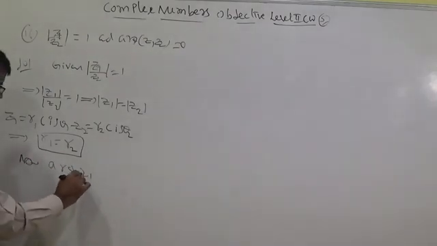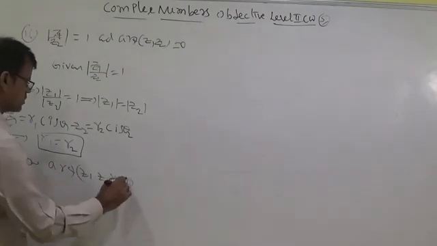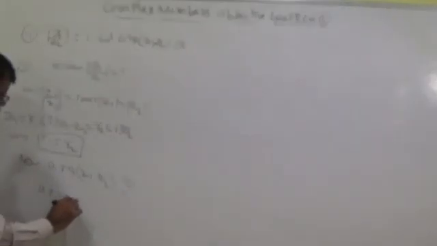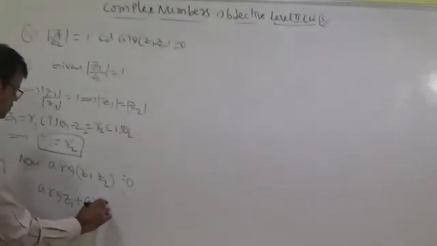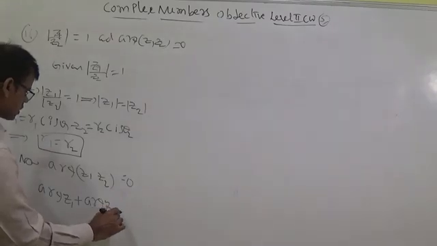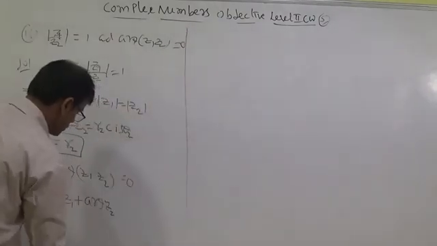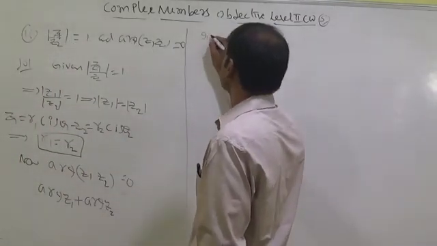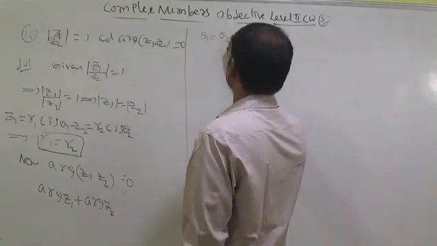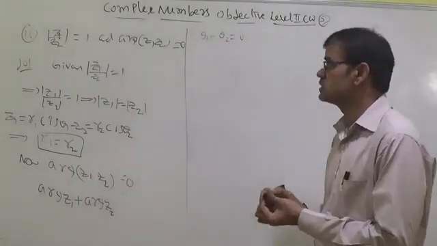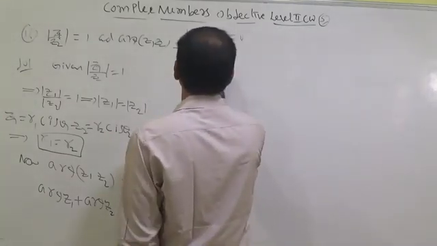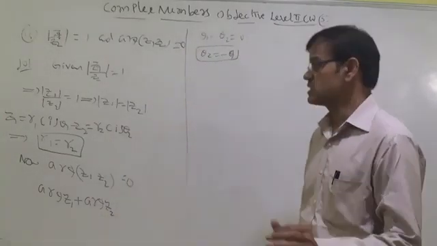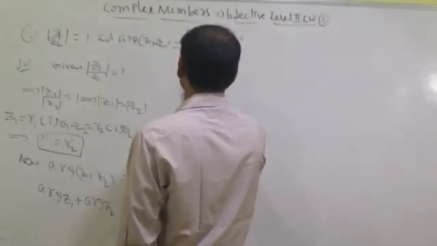Now, given value, I am writing: argument of Z1 into Z2 is equal to 0 is given. Whenever argument of Z1 into Z2 is given, you can use the formula argument of Z1 into Z2 is equal to argument of Z1 plus argument of Z2. We take the argument of Z1 as theta 1 and of Z2 as theta 2. So theta 1 plus theta 2 is equal to 0. Then theta 2 is equal to minus theta 1.